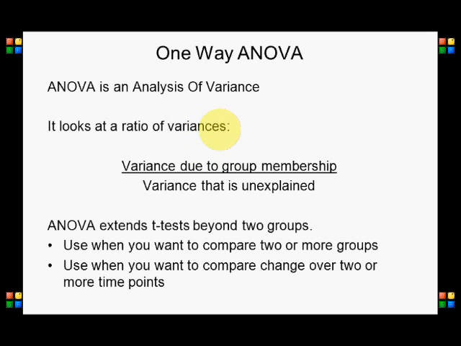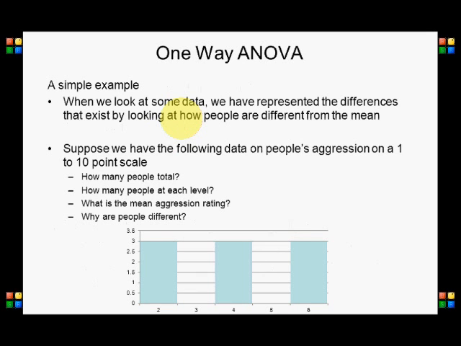Now you can use this when you want to compare changes over time as well as between groups of people. So when we looked at t-tests, we looked at independent measures t-tests, and we looked at paired sample t-tests, or repeated measures t-tests, same thing. And ANOVA can be applied in both those situations. It's just a bit more flexible than t-tests are.